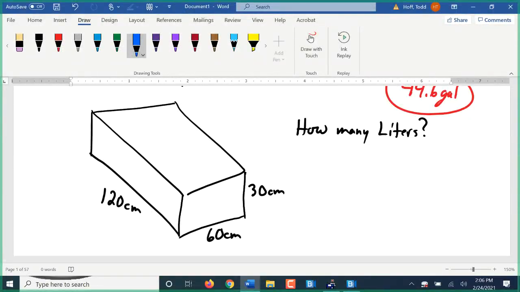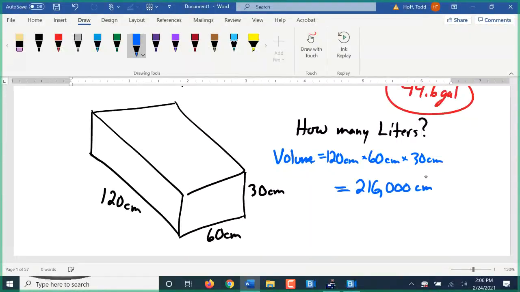For this one, again, we start out by finding the volume. Again, it'll be length times width times height. So 120 centimeters times 30 centimeters. That multiplies out to be 216,000 centimeters cubed.